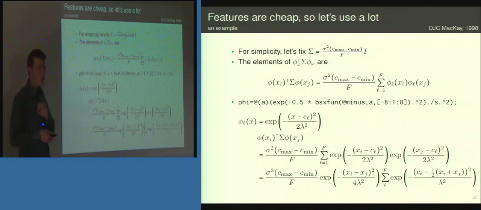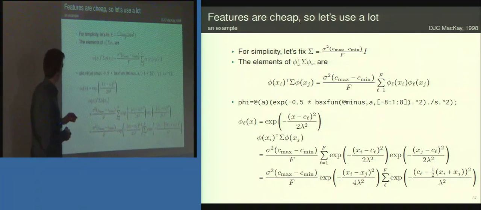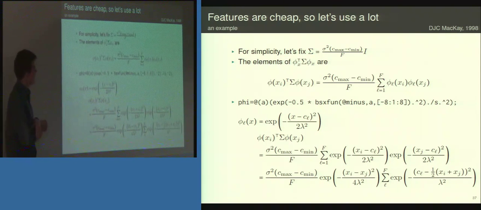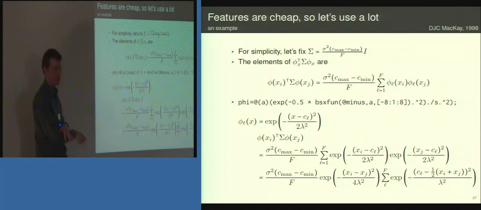I'm not saying this is the only feature function for which this works. How am I going to do this? Well, as before, it's essentially exactly the same computation as we did previously, so I'm going to go through it relatively quickly. I just have slightly different parameterizations.